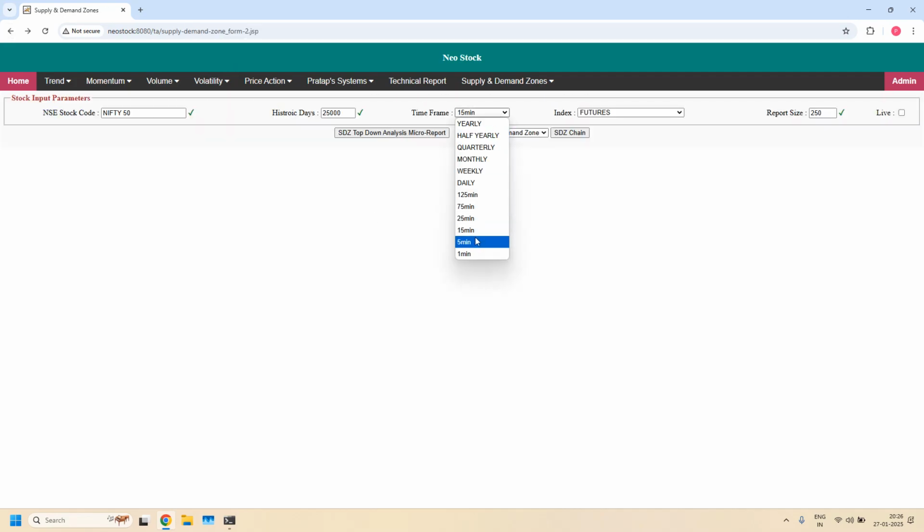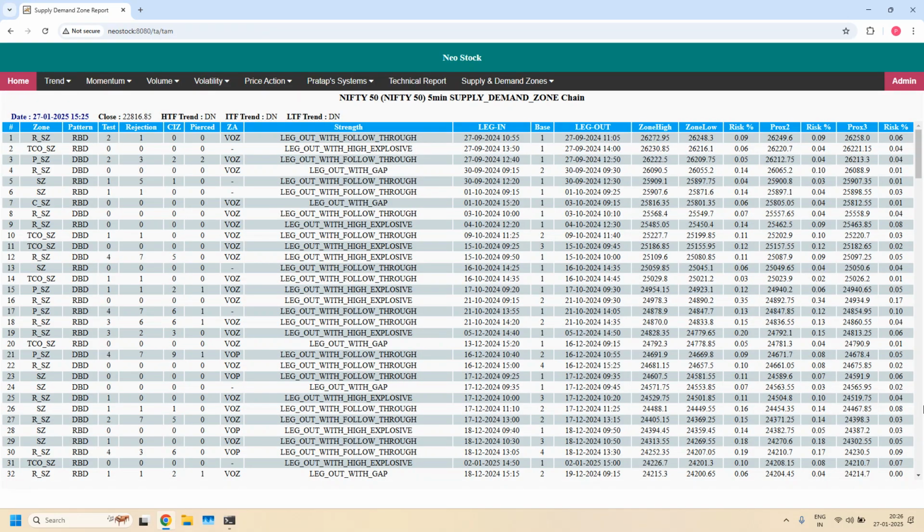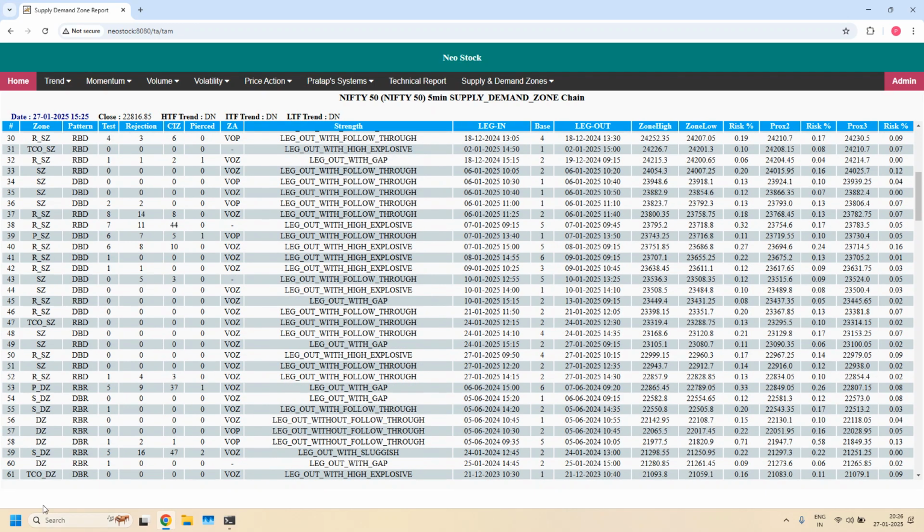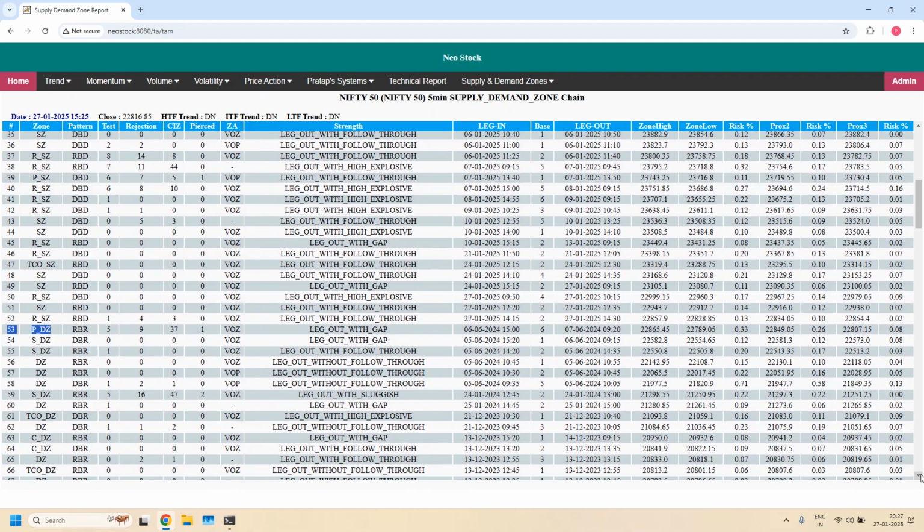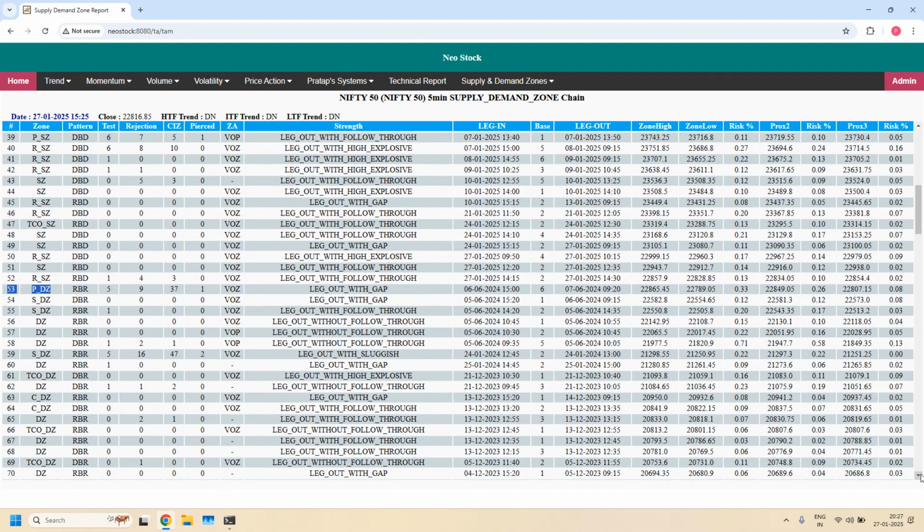Next, 5 minutes supply demand zone chain for NIFTY. All these are supply zones. I am scrolling the list down. This is the nearest demand zone. Let me put it in the center. Okay. So this is about NIFTY supply demand zone chain.